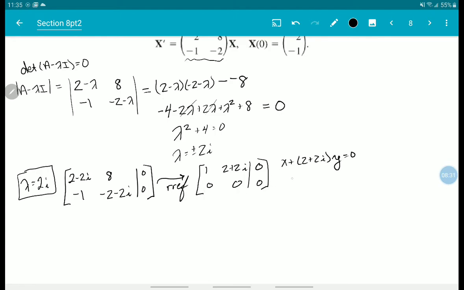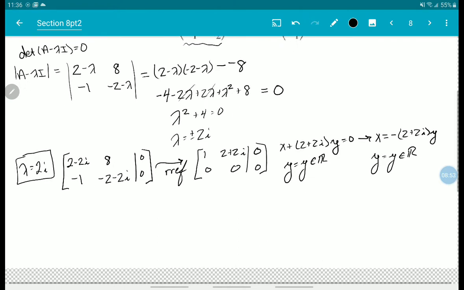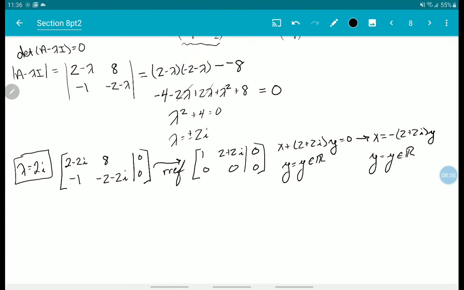And then that row of zeros tells us we have a free variable. I'm going to let y be the free variable. So if we were to isolate x, we have that. So then what this means, I'm going to come down here, is that x is equal to -2 minus 2i times y. And y can be anything.